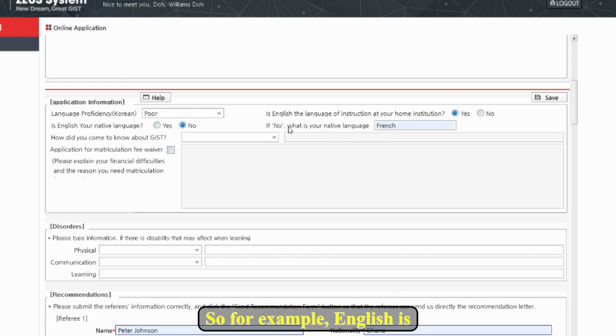So for example, English is not my official language. For example, next thing is you have to input French, because some students might be applying maybe from India, Pakistan or other countries where they do not use English. So you have to indicate here that okay, I studied at the university but we do not use English as the official language. You write down the language that they teach you at the university in.